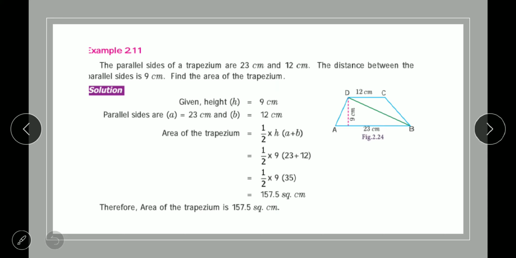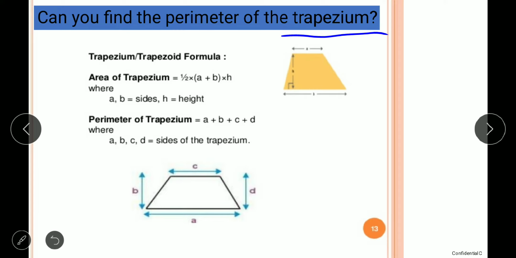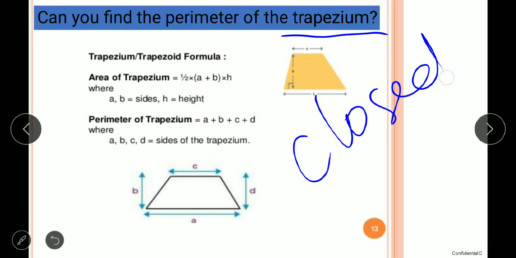So it is so easy when all the values are given. Simply we can add and multiply, and we'll get the area. Can you find the perimeter of the trapezium? Is it possible to find the perimeter of a trapezium? Yes, it is possible. Not only the trapezium, all closed figures. The figure can be a 2D shape or 3D shape, whatever it is. If it is a closed figure, we can find the perimeter for all the figures.